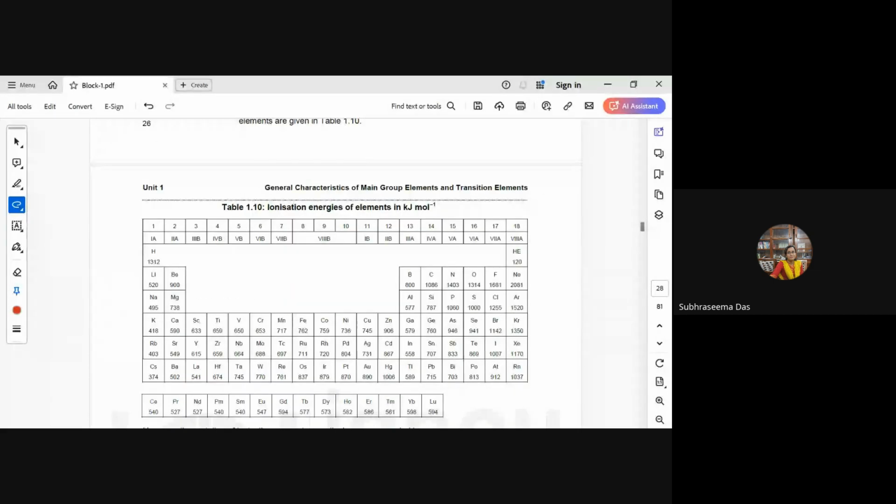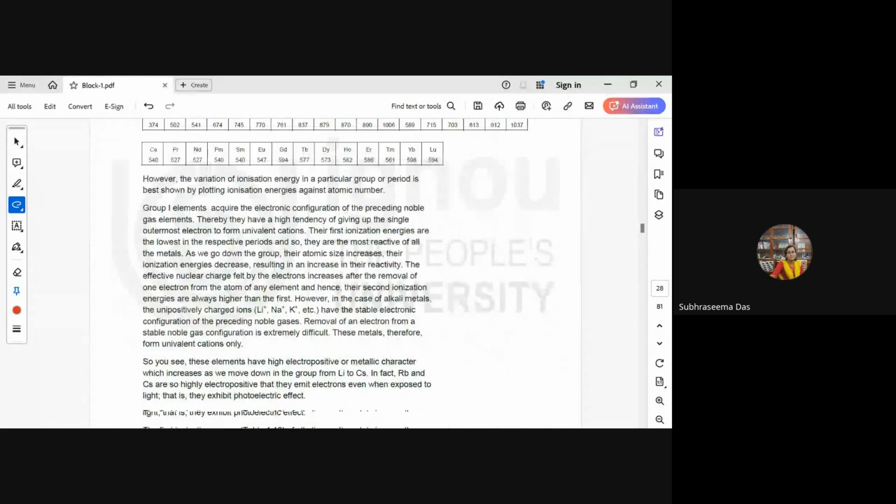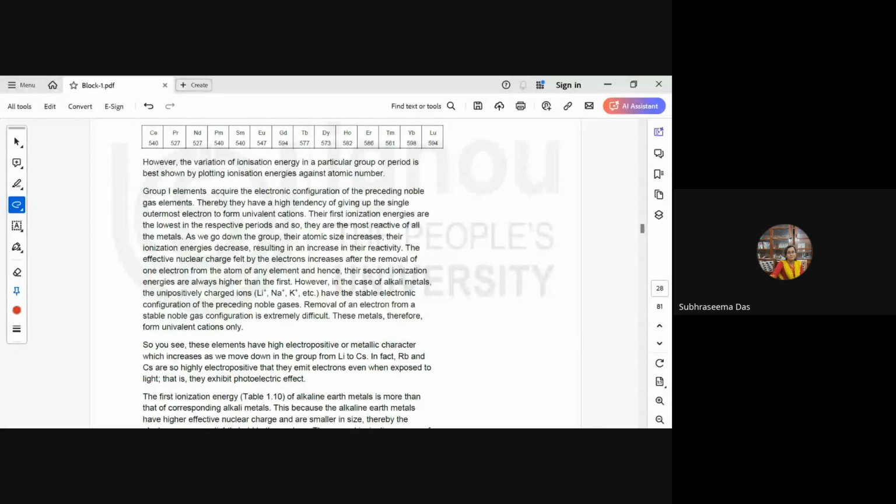Table 1.10 shows the various ionization energies of different types of elements. Now, group 1 elements acquire the electronic configuration of the preceding noble gas elements. Since they have ns1 as the outermost electronic configuration, they have a high tendency to give up the single outermost electron to form a univalent cation. Therefore, their first ionization energies are the lowest in the respective periods.